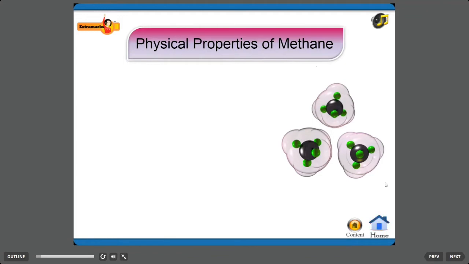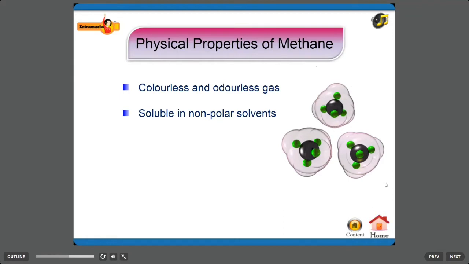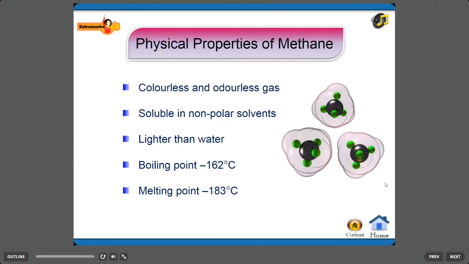Going further, we will learn about the physical and chemical properties of methane, beginning with physical properties of methane. Methane is a colorless and odorless gas. It is soluble in non-polar solvents. Methane is lighter than water. The boiling point of methane is minus 162 degrees Celsius, and its melting point is minus 183 degrees Celsius.